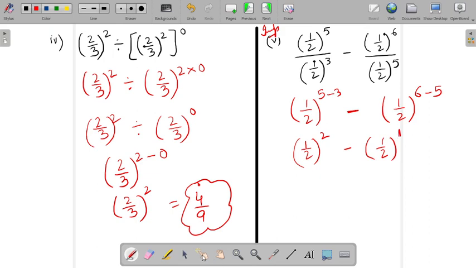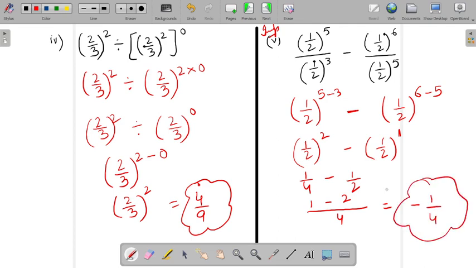Observe, now after this step, we can't use any law. So what will we do? We will solve it. 1 by 2, 2 times, it would be 1 by 4 minus 1 by 2 power 1, so it will remain as 1 by 2. How will you solve this one? By taking its LCM, divide and multiply. So the answer which you will get is minus 1 by 4.